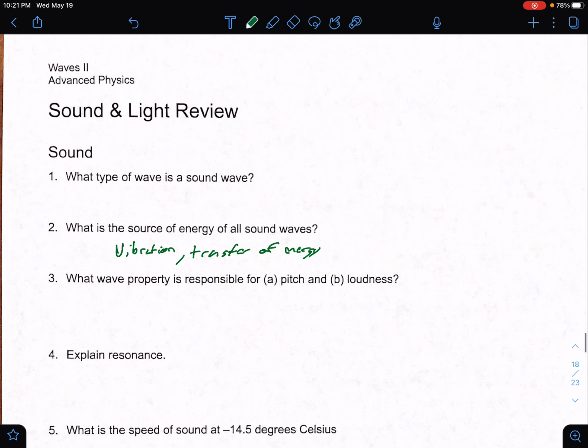3, what wave property is responsible for pitch and loudness? So pitch is going to be your frequency. Loudness is your amplitude. So when you hear crank the amps, like at a concert, amps are going to affect your loudness. 4, explain resonance.